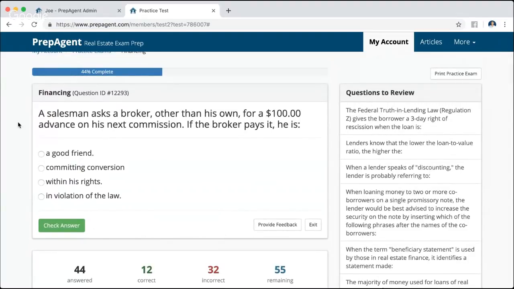A salesman asks a broker, other than his own, for $100 advance on his next commission. If the broker pays it, he is A, a good friend, B, committing conversion, C, within his rights, or D, in violation of the law.